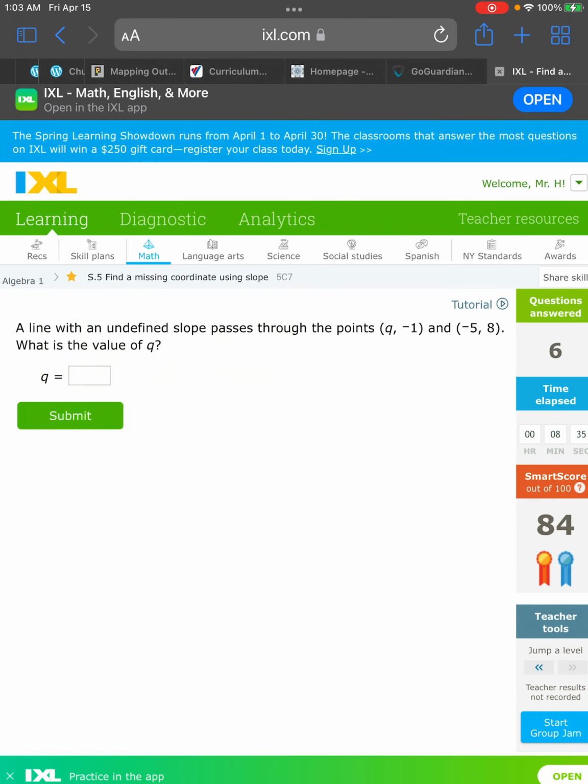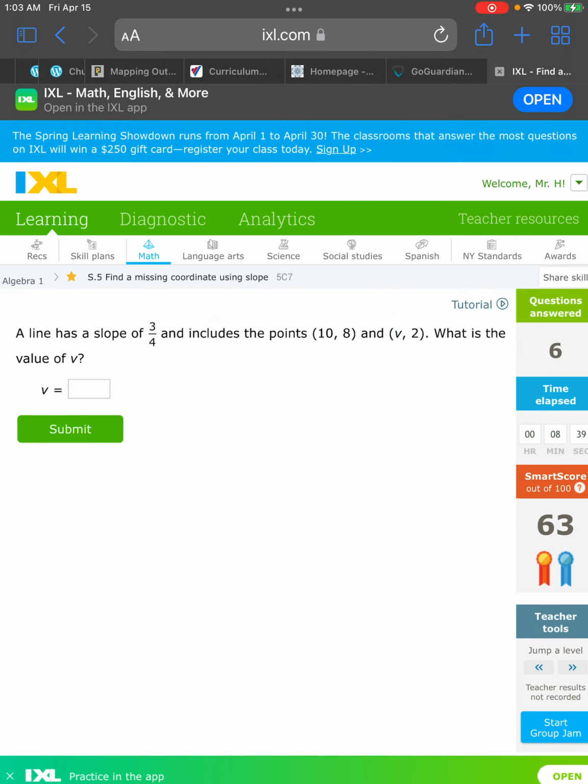All right, so I want to do a different one than undefined now. Let's go back. I'm going to do one more. So this one, the slope is 3/4. The point that they gave us is 10/8. And they gave us the y value of 2. And we have to find the x coordinate, the value for v that works for this.